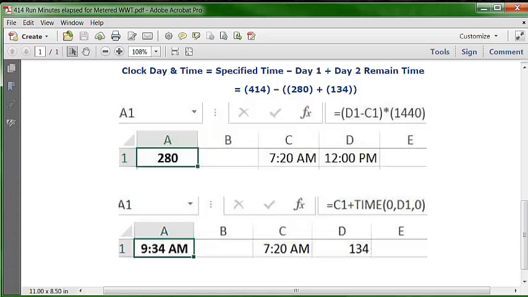So at 9:34 a.m. on day 2, we will have elapsed 414 minutes based on the run times of starting at 7:20 a.m. and finishing at noontime for day 1, and utilizing 134 minutes up to 9:34 on day 2. So that's the answer to the problem, 9:34 a.m.